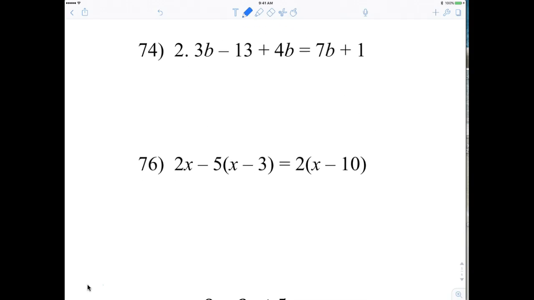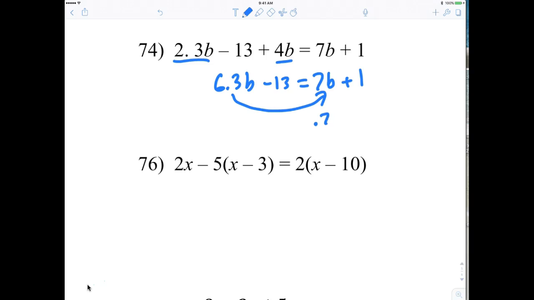Again, we're trying to combine terms. All right. So 2.3 and 4 is 6.3b minus 13. Now, I want the 6.3 on this side because I want the variable to be positive. So what's 7 minus 6.3? 0.7b equals what? Equals what? Say it again. 12. Negative 12. Be careful now.